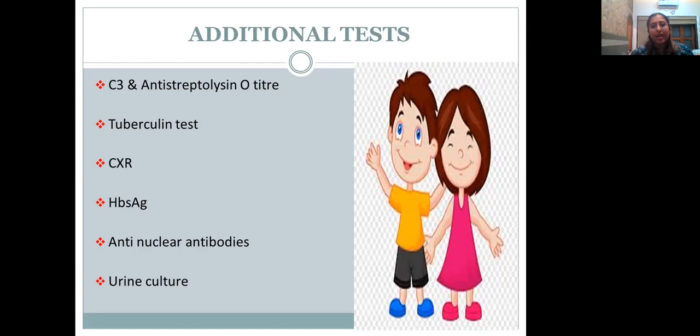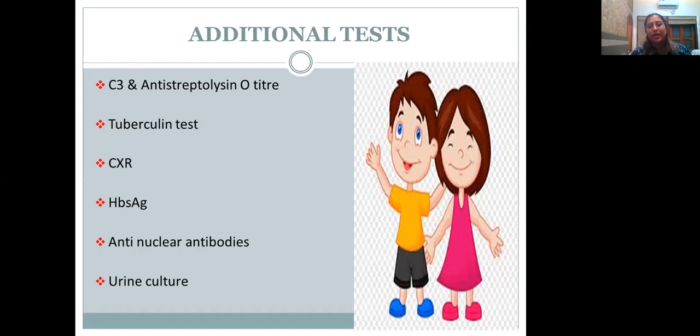Because if a child is having a positive Mantoux without any other features of tuberculosis, even then a 6-month isoniazid prophylaxis has to be given to the child. And if at all the child has both Mantoux test positive as well as features of tuberculosis, then immediately the TB treatment also has to be started. And so for that we have to do the chest X-ray.